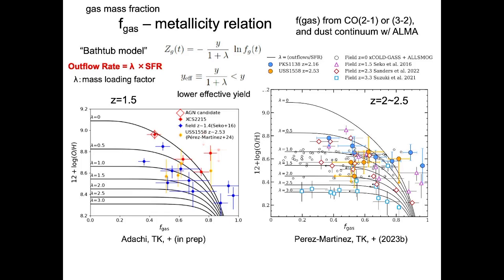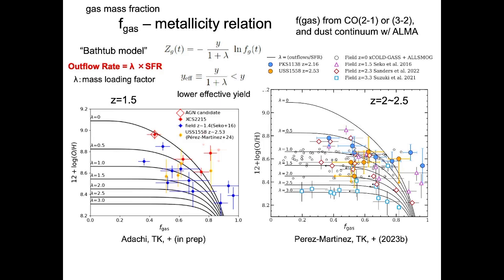Now I show this F-gas metallicity diagram, which is a key diagram to put constraints on the inflow and outflow based on the chemical evolution. Here we assume a bathtub model, and we assume that the outflow rate is proportional to the star formation rate, and this factor is called the mass loading factor. In this case, the effective chemical yield gets lower by the factor of 1 plus lambda, the mass loading factor, so it is always smaller than the original chemical yield. And so for a given F-gas, if you have an outflow, metallicity goes down.